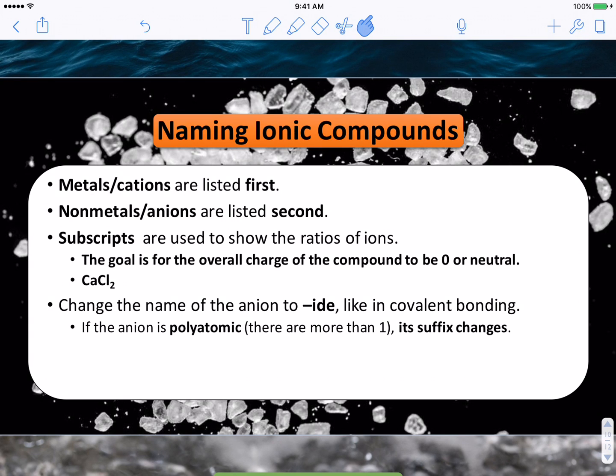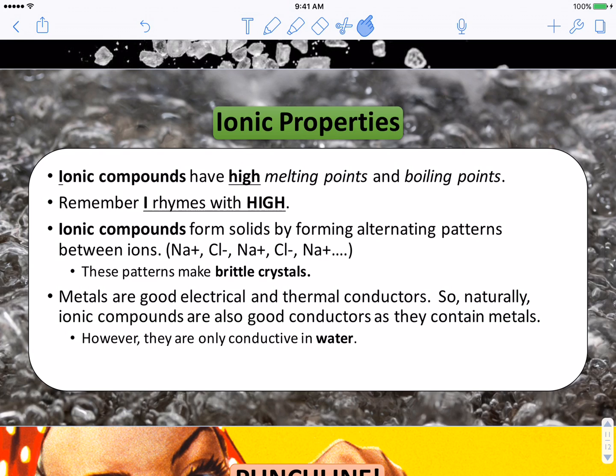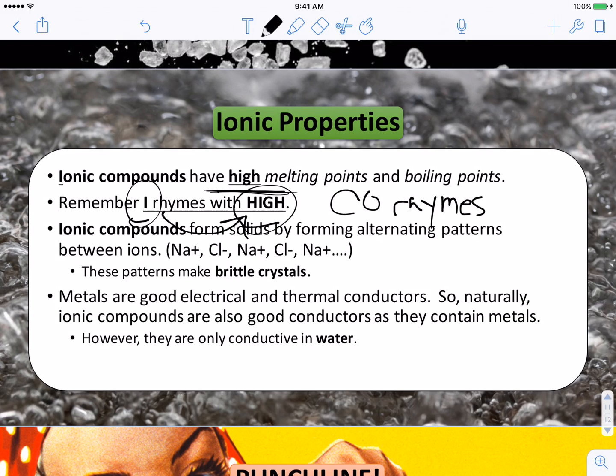We're not going to worry about naming today, so we're going to skip that. But you guys can go to properties. So ionic compounds have high melting points. Okay? Covalent has low. So this is where they contrast. Another way to remember this is I rhymes with high, while co rhymes with low. So covalent rhymes with low, so it has low melting and low boiling points. Ionic rhymes with high, so I has high melting points and high boiling points.